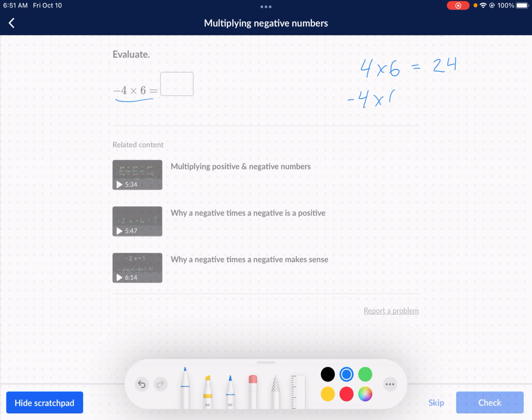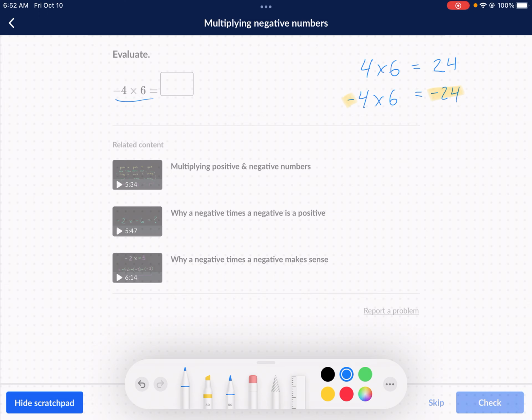Negative 4 times 6. Well, it's got a negative, so it can't be positive 24. It's got to be something different. What can it be? Well, it's going to be a negative 24. Think about this as meaning the opposite. The opposite of 24 is a negative 24. So that's what that one is going to be.